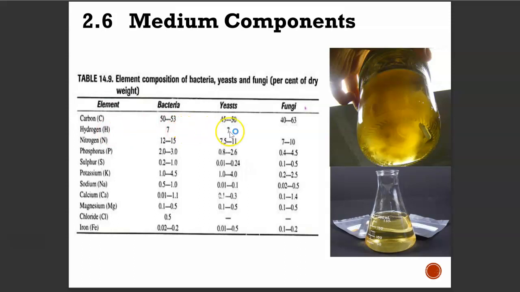Hydrogen, bacteria got 7%, yeast got 7%, and none is detected in fungi. And nitrogen, we have 12 to 15% in bacteria, 7.5 to 11% in yeast, and 7 to 10% in fungi. So you see it varies. Phosphorus, sulfur, potassium, sodium, calcium, magnesium, chloride, and so on are just 0.5 in bacteria and none in yeast and fungi. And we have iron. The way the elements are usually arranged is according to the highest, then down to the lowest one. This is also the method that we use for ingredients in any food product as well.